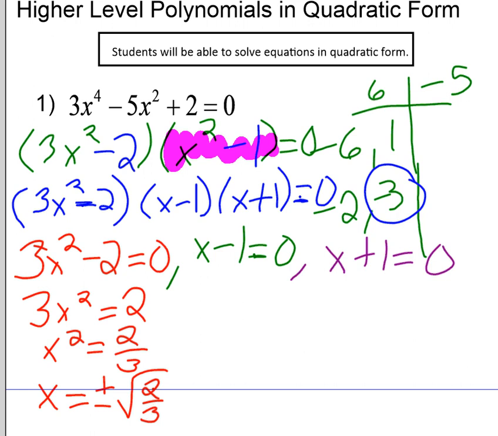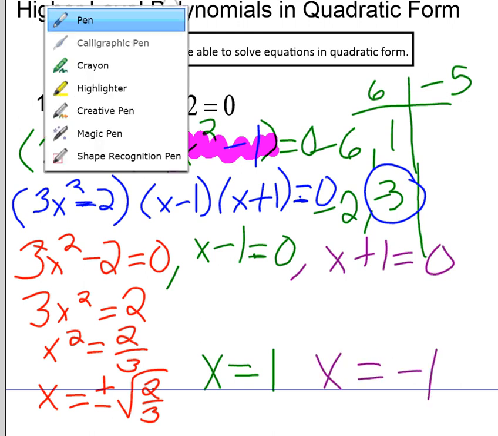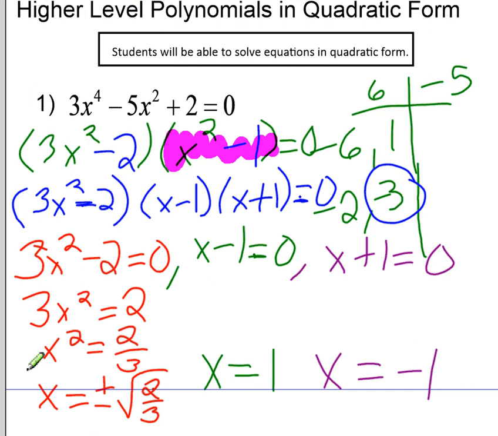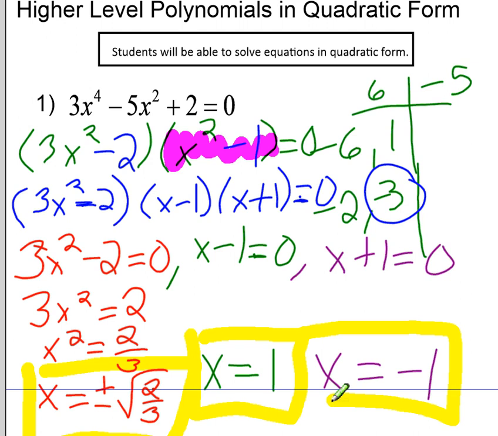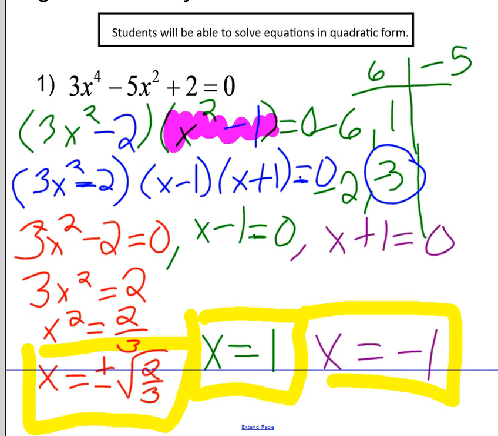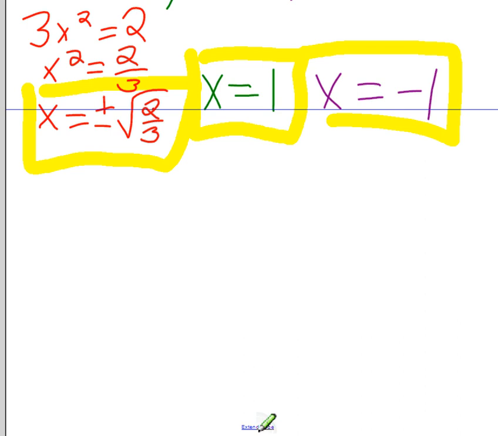The other 2 equations are very simple linear equations. And so there are 4 solutions. 1, 2, 3, 4 solutions, because positive and negative radical 2 over 3 are 2 separate solutions. You know what I just realized? I'm not done with that. I'm going to insist that you rationalize that. Let me remind you how to rationalize.